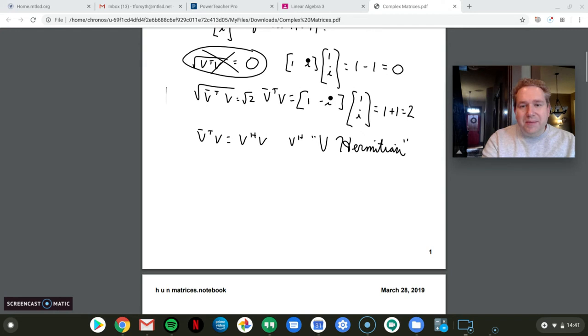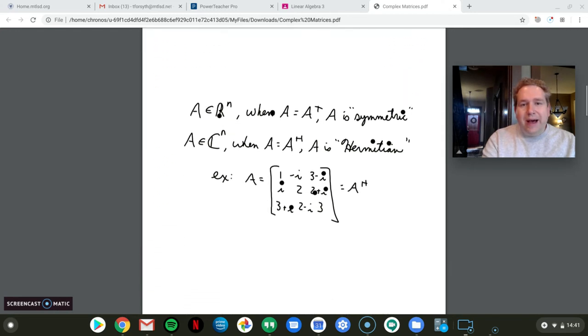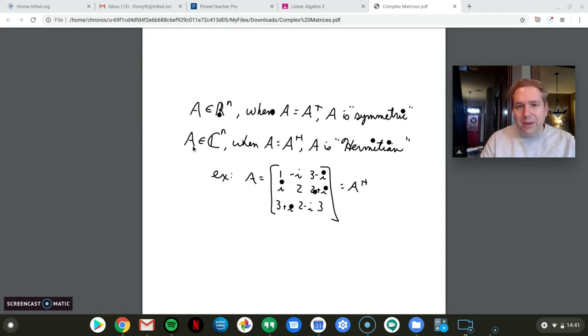Okay, so some implications of that mean that we have to change the definitions a little bit, or the names of what we've been calling some matrices. This says if A is a matrix filled with real numbers, right? We know that when it equals its own transpose, it is a symmetric matrix.